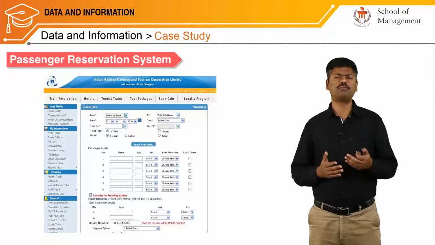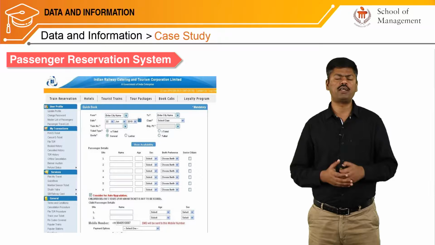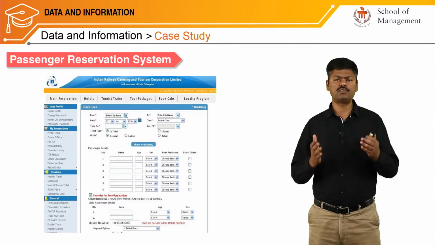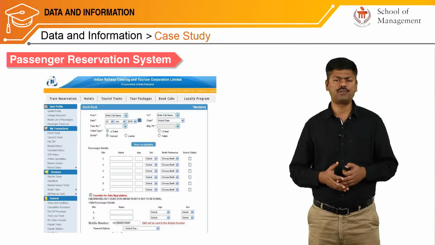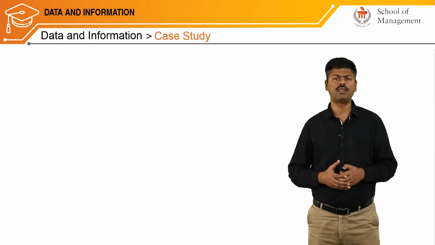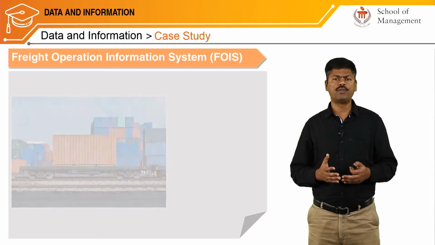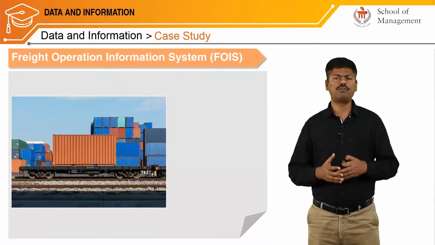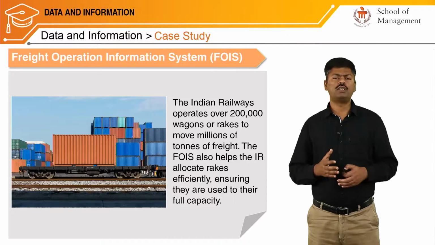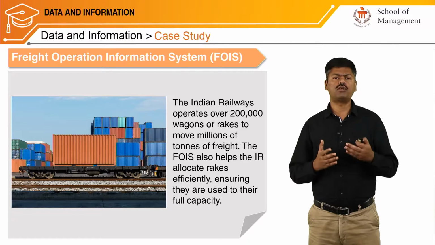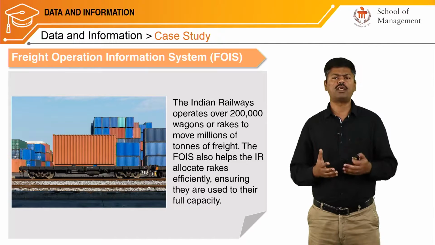Now if we talk about the passenger reservation system provided by IRCTC, we see in this transaction there is a lot of data that is captured and finally information gets produced out of it. Whatever data we put in these records, in the case of the freight information system, provides them the necessary information to record the details about the freight that is traveling on the tracks. Indian Railways operates over 2 lakh wagons and rakes to move millions of tons. This information gets captured in a freight operating information system.